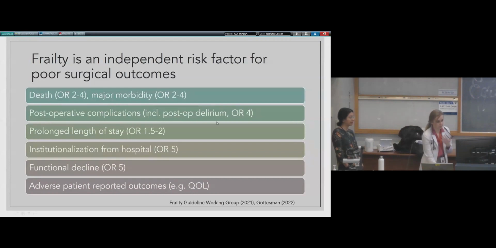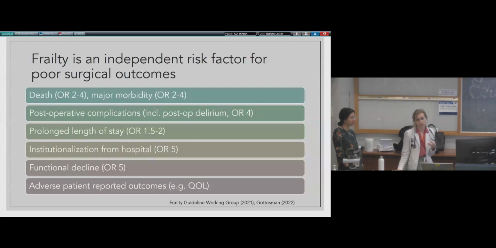So as we can see from here, there's a very high risk of death and major morbidity. Post-operative complications, including post-operative delirium, are very high, as is prolonged length of stay. But even beyond that, often we think about death, and the population thinks about death, as one of the worst things that could happen after a surgery.